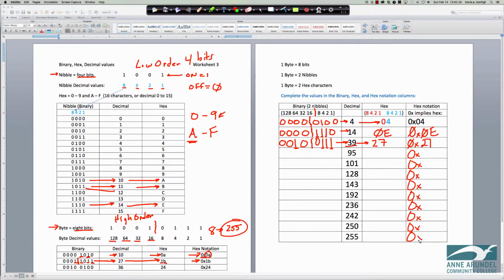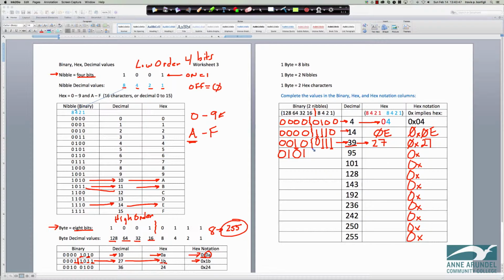So let's get these all filled in right now. There we go. All right, so 95. Well, 128 is larger than 95, but 64 is not. Now, 64 plus 32 would be 96, so we can't do that. But 64 plus 16 is going to give us 80. So now we only need 15. And there's that number 15 again.